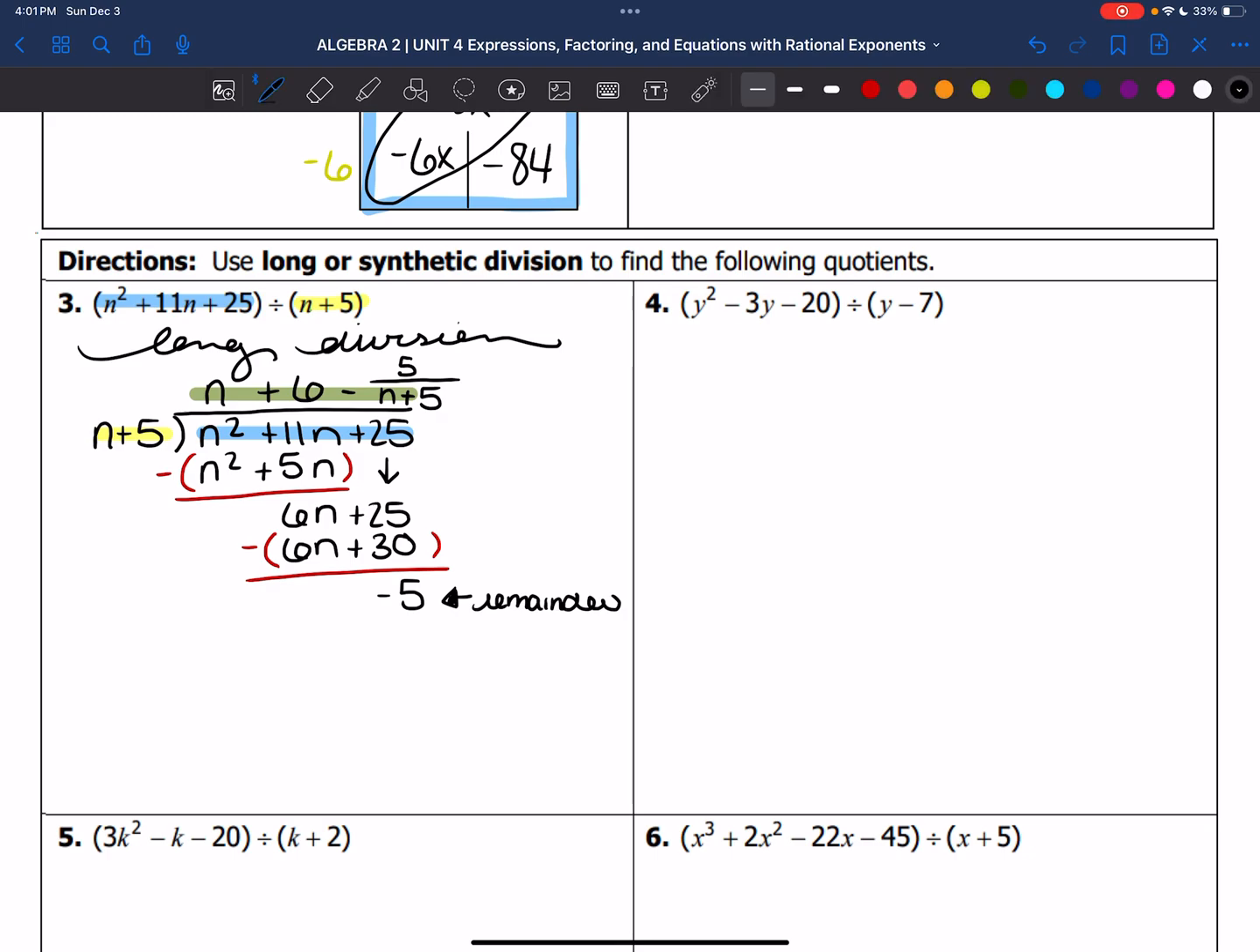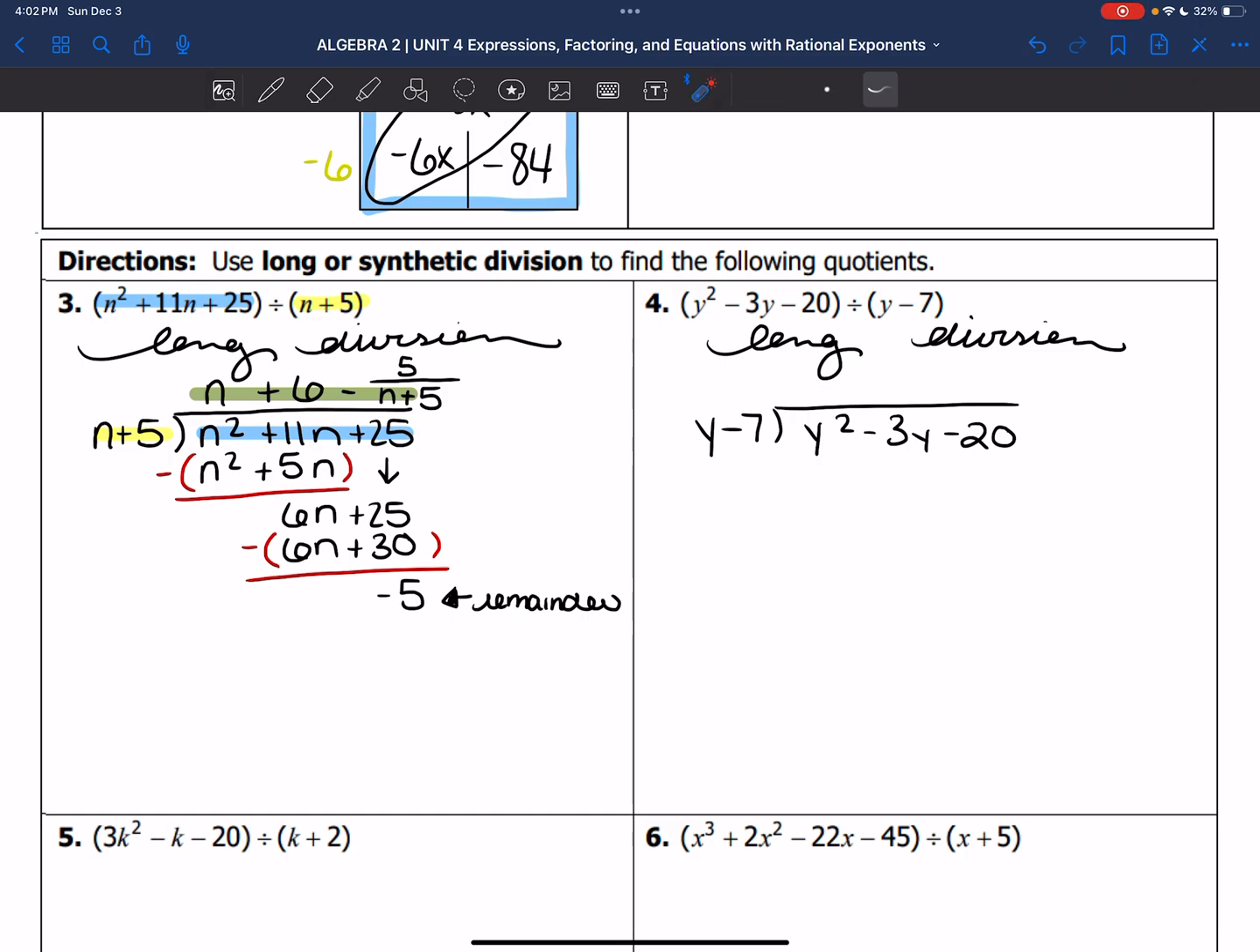So let's do another one. Again, we're going to use long division here. What we're dividing by, our divisor, is on the outside, our dividend is on the inside, and we'll be looking for our quotient. It will be what is in that area above that division box. So we start by asking ourselves, what is missing? Y times what to get y squared? Well, it's just going to be a y.